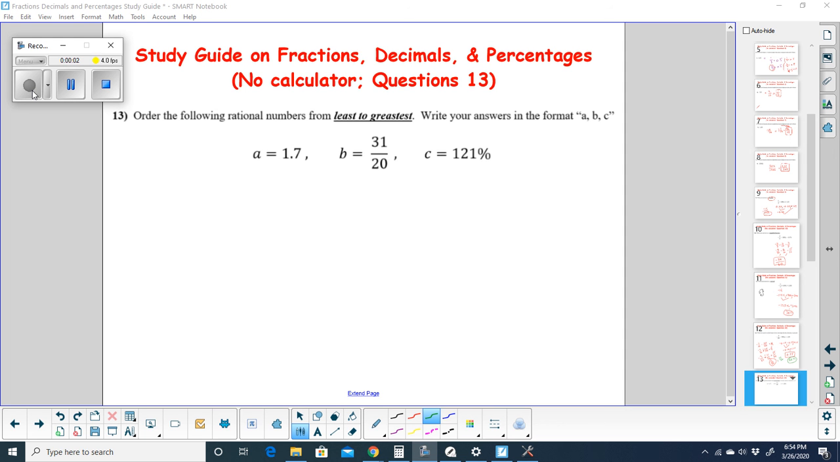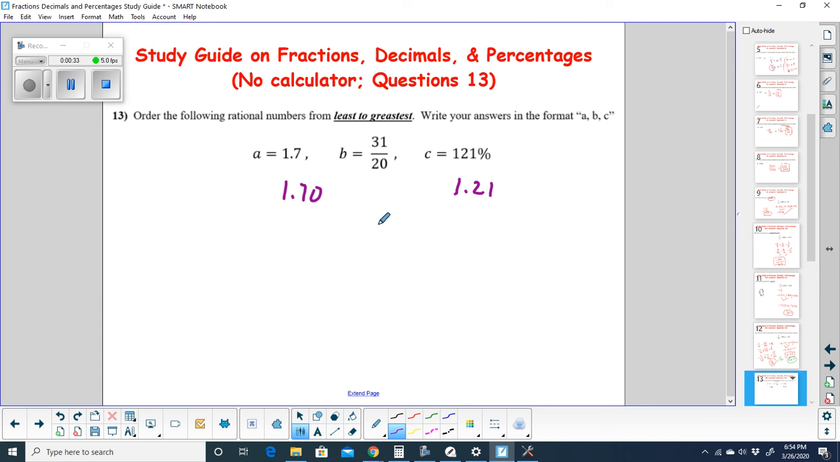Okay, continuing with question number 13. Order the following rational numbers from least to greatest. I always find the easiest way is to compare decimals. So this one's already a decimal, 1.7. This one is very easy to turn into a decimal, so it's 1.21. So I'm actually going to go out two decimal places here. This is 1.70. All right, so far I can see that this one is going to be smaller than that one.